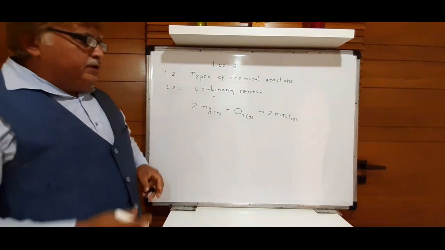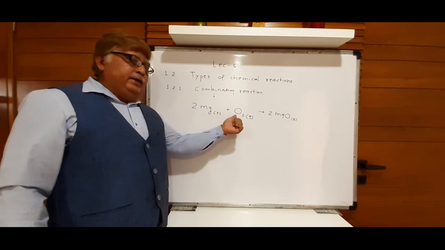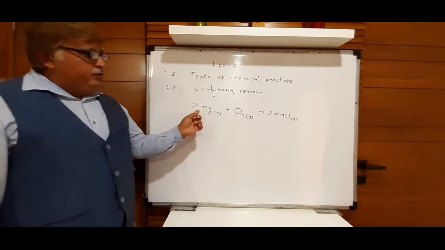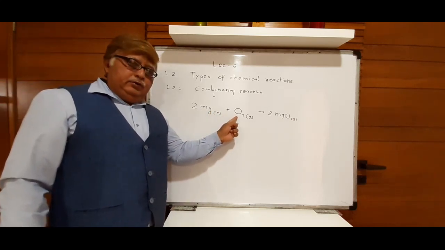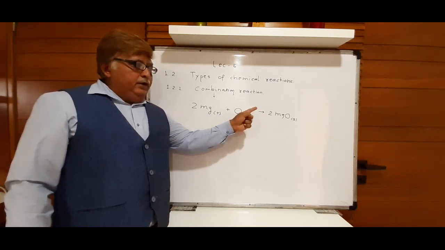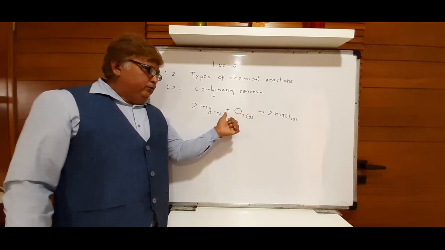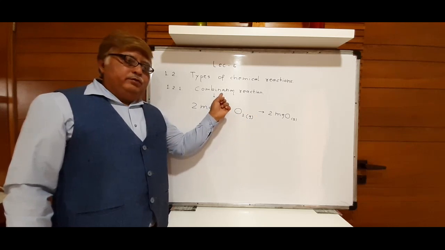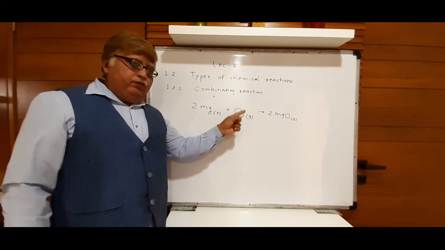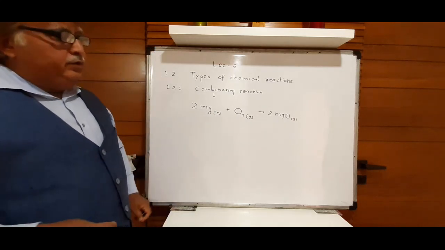Here you can understand quite clearly two elements, magnesium and oxygen, chemically reacted with each other and formed a new compound, magnesium oxide. So this is a combination reaction, because here two elements combine and form one compound. Understood? So we can call it a combination reaction.